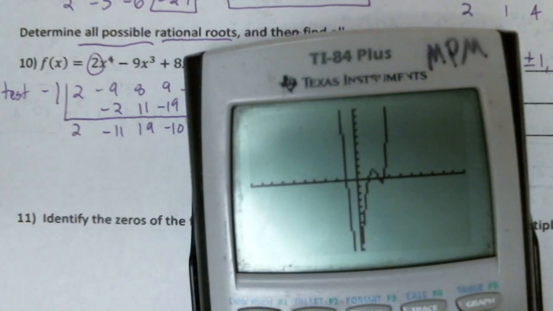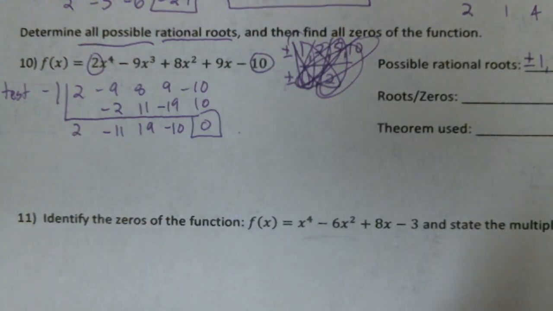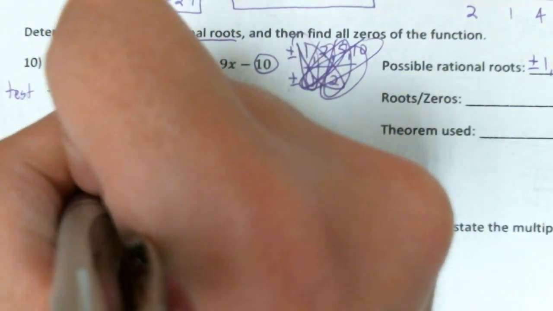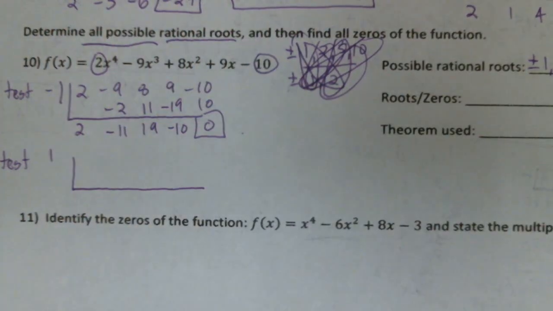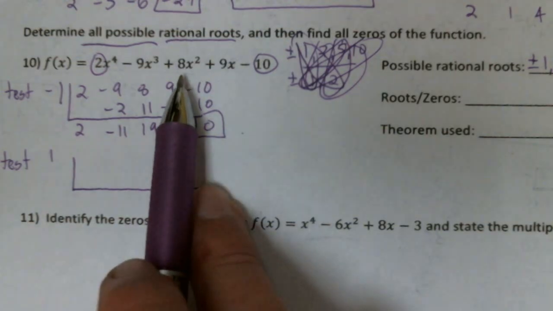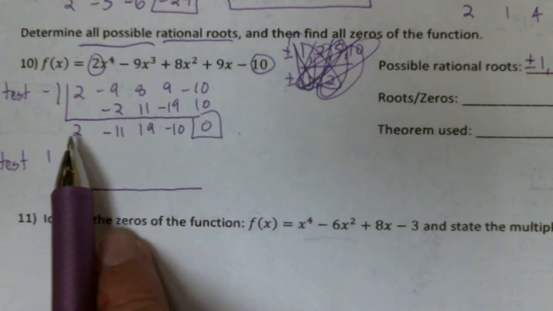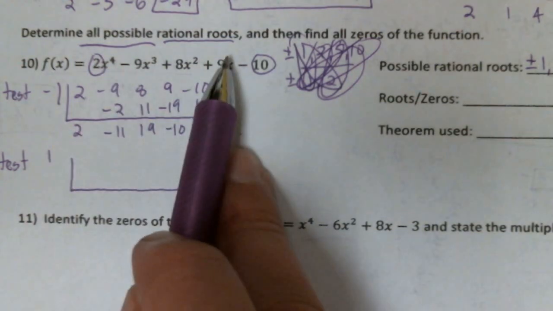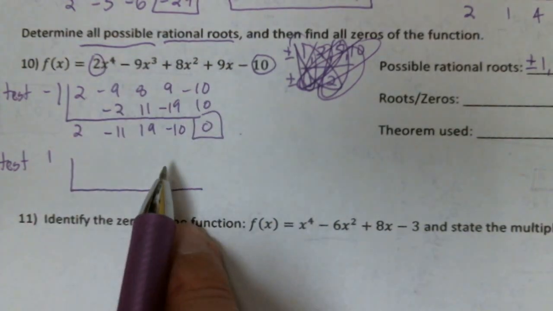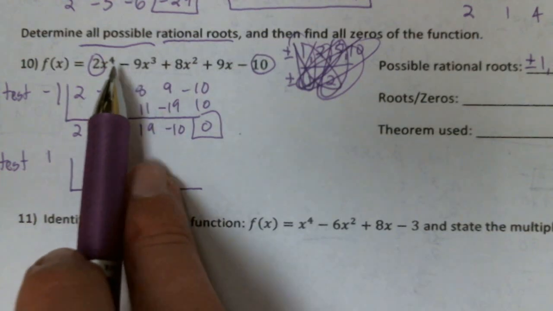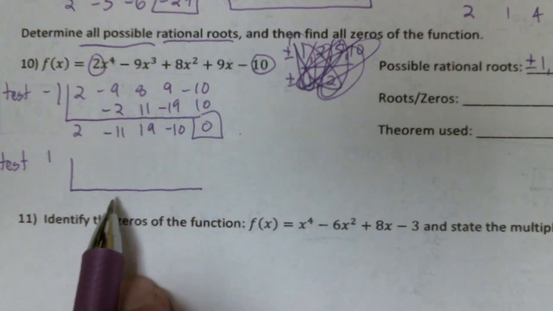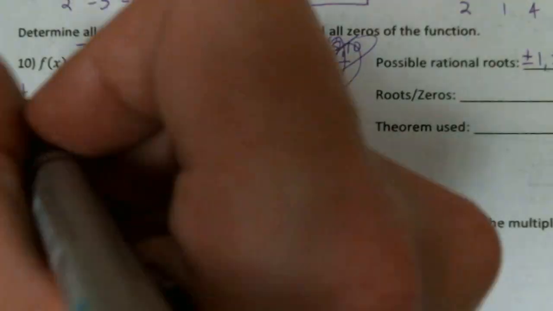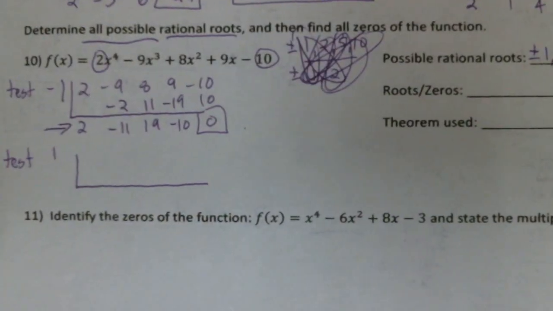So I'm going to go back to my calculator and let's test 1. Now, what do I use synthetic division on? Do I use it on my original or my new one? I always do synthetic division on the new one, because if I do synthetic division on the original, then that's going to give me a cubic. I don't want that. I want to knock it down from a quartic down to a cubic down to a quadratic. So I'm going to use synthetic division on that guy.